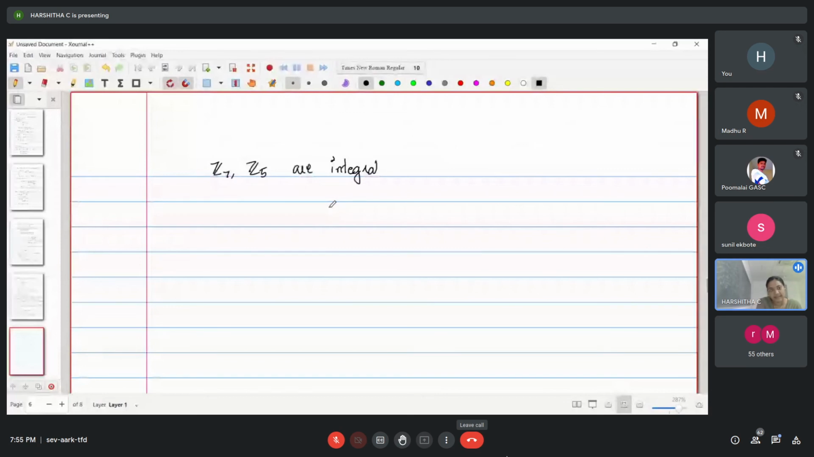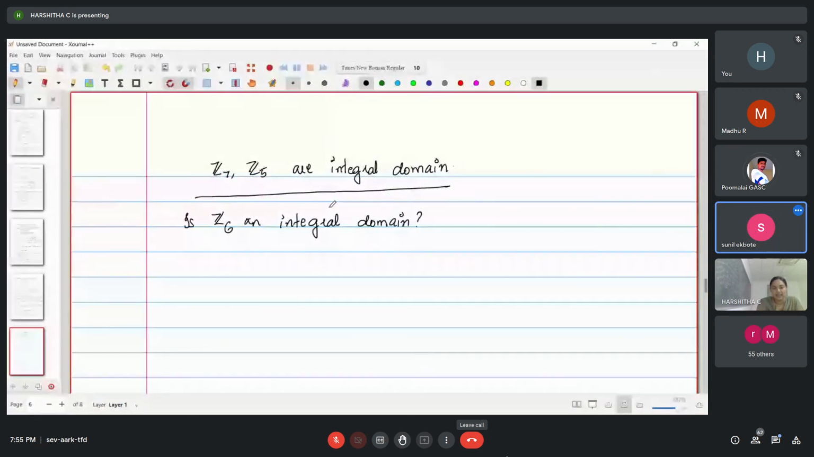Let me give another thing. Let's take Z6. Is this an integral domain? No, it is not an integral domain because it has a zero divisor. What is a zero divisor? Say 3 and 2. Yes, it's not an integral domain because 2 is a zero divisor. 2 times 3 is 0 in this operation.